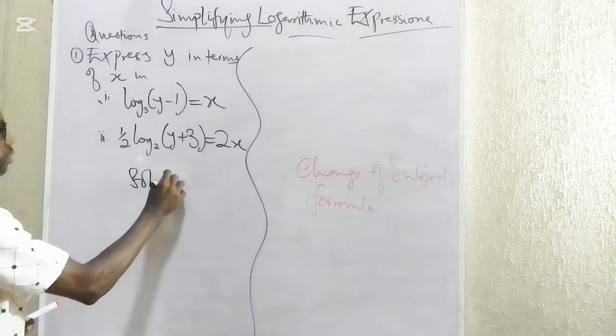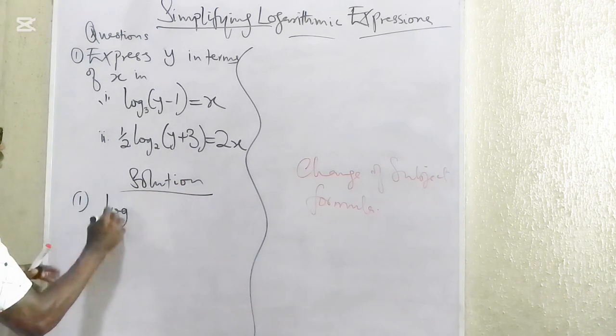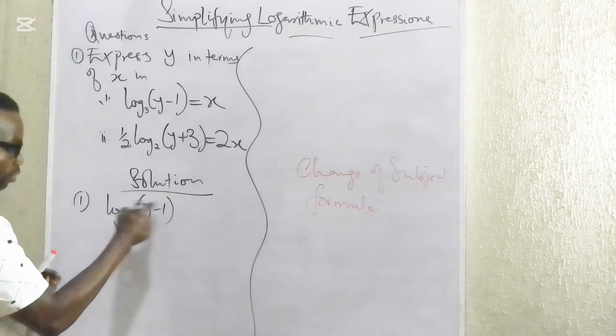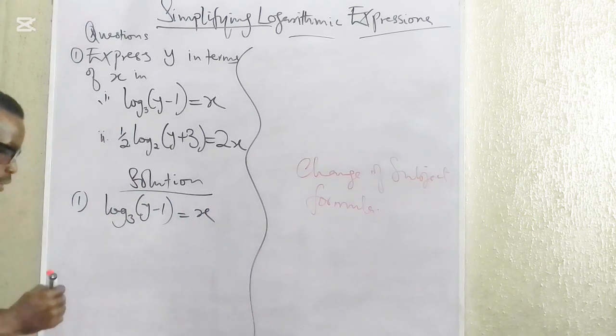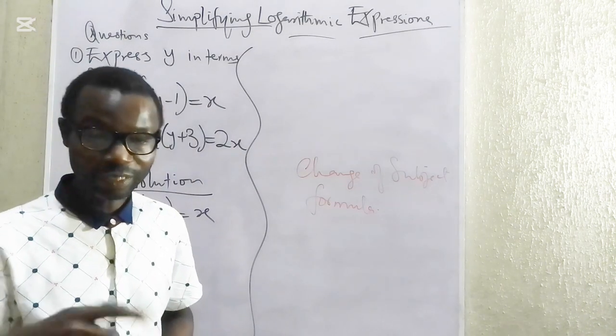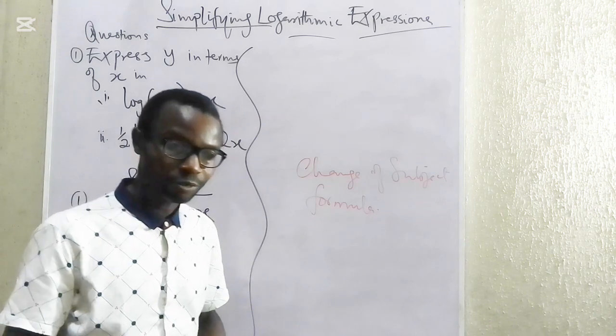Solution. Let's take number one. Question number one is the log of y minus 1 in base 3 is equal to x. Simple. Now, one of the things about maths is if you try, you fail, try again, keep trying until you get it. If you can't, then you ask for someone.